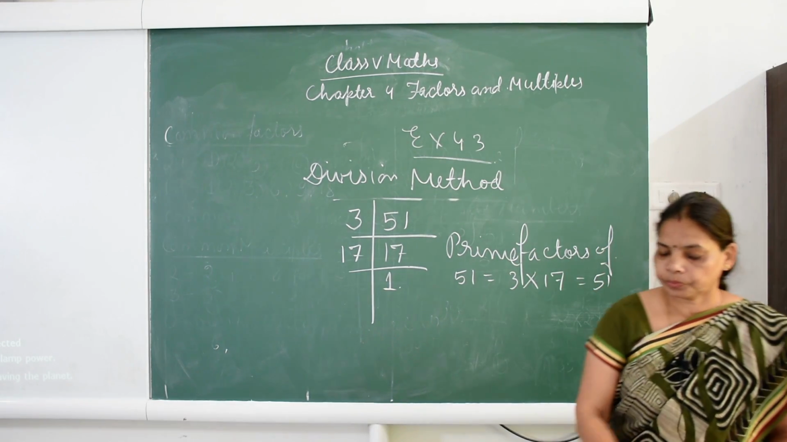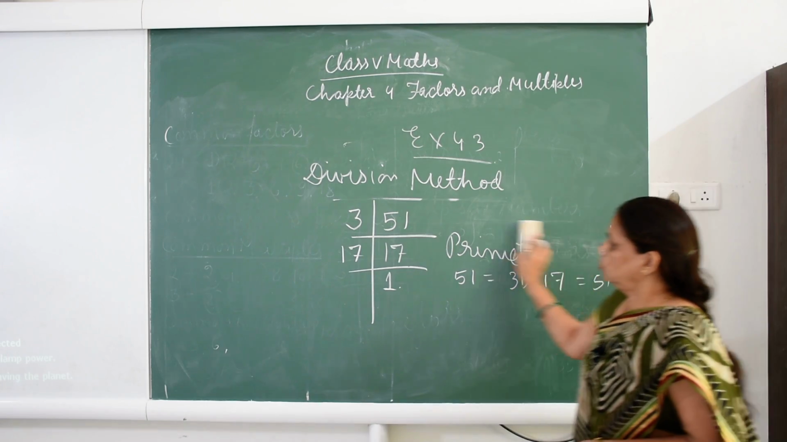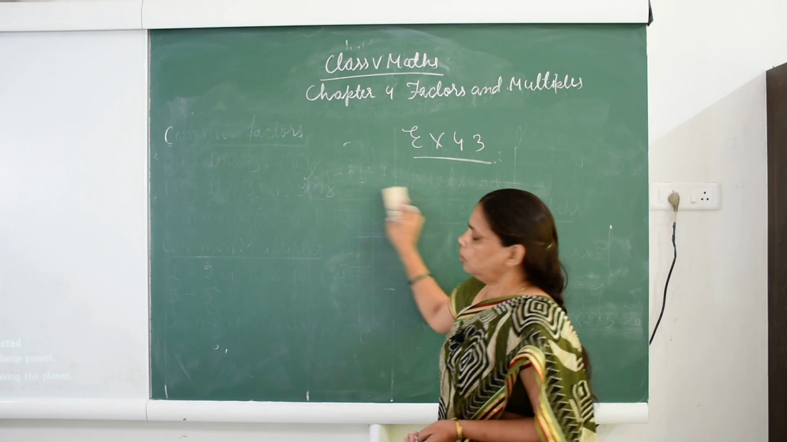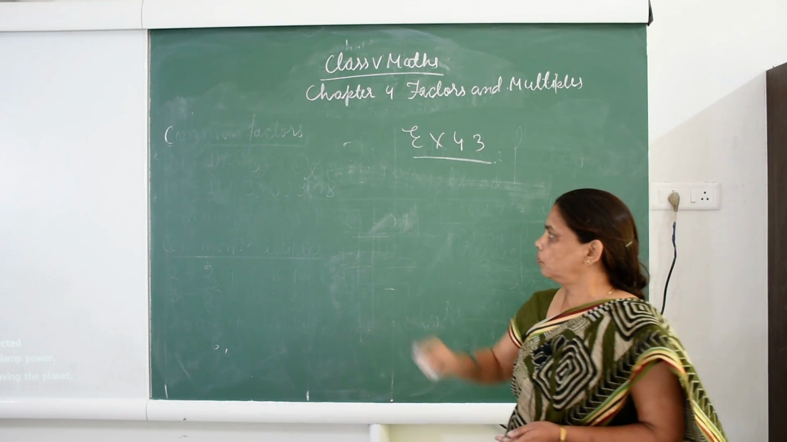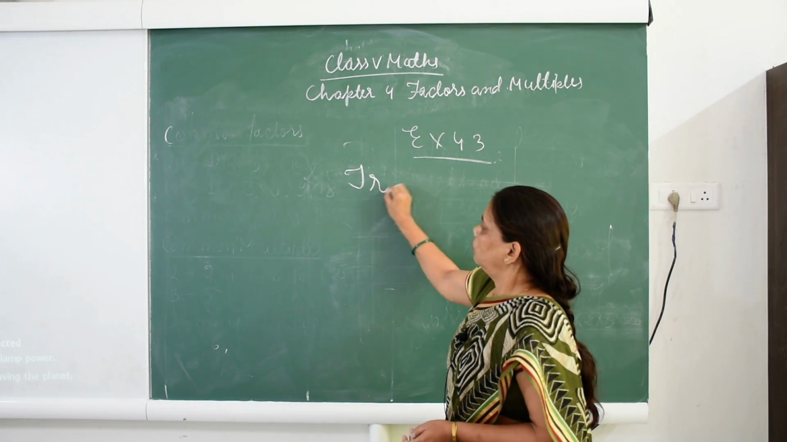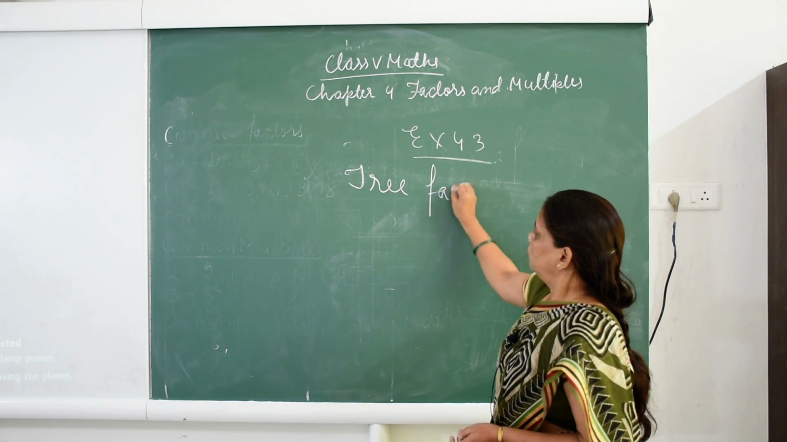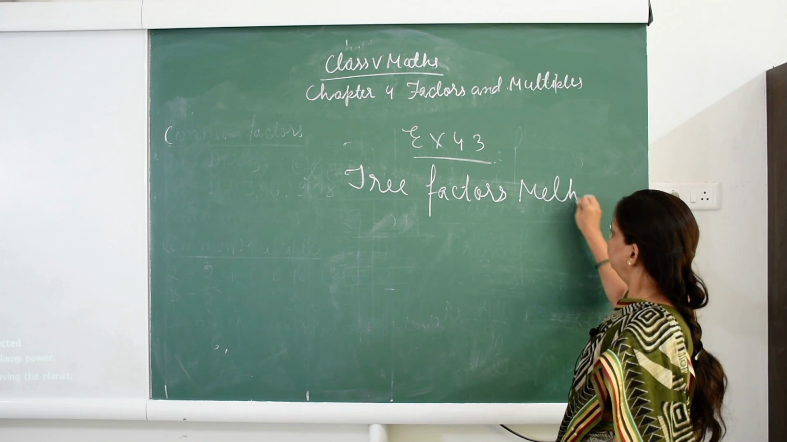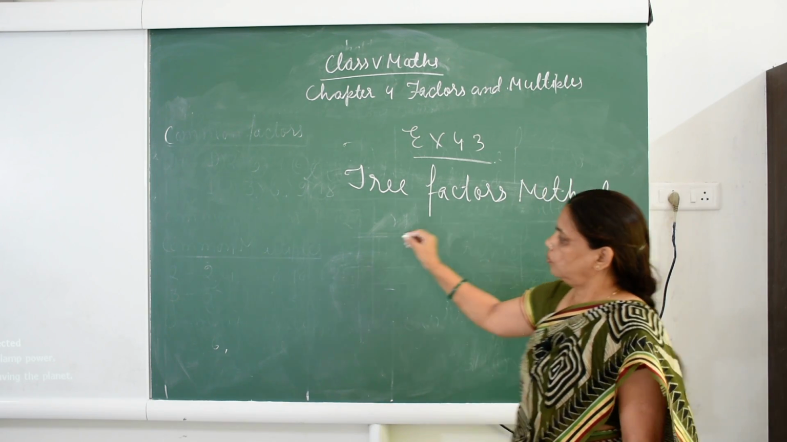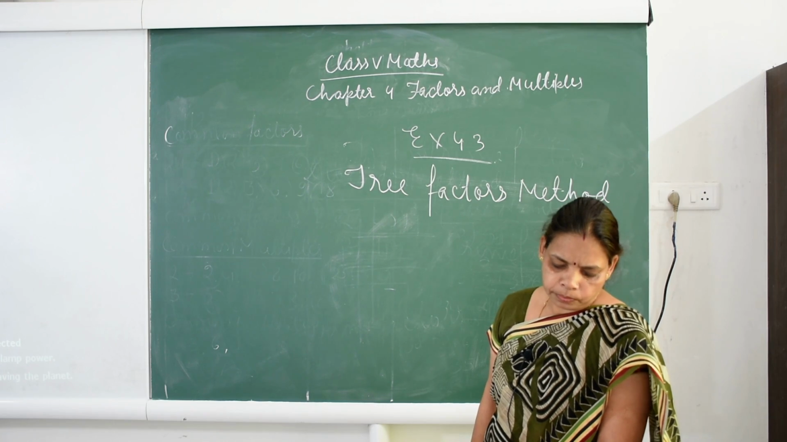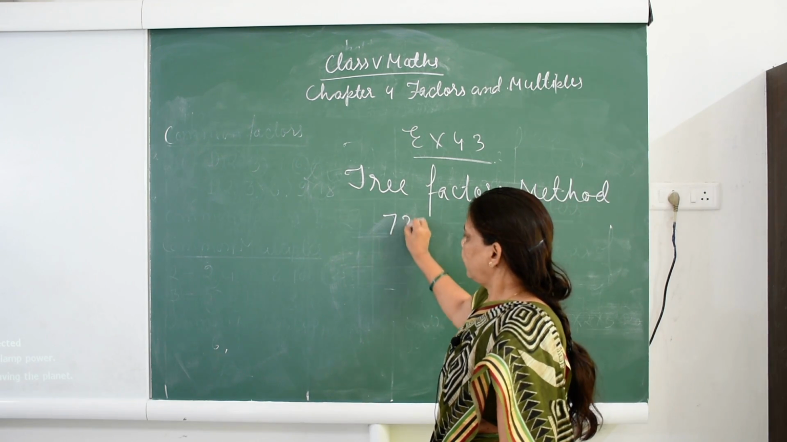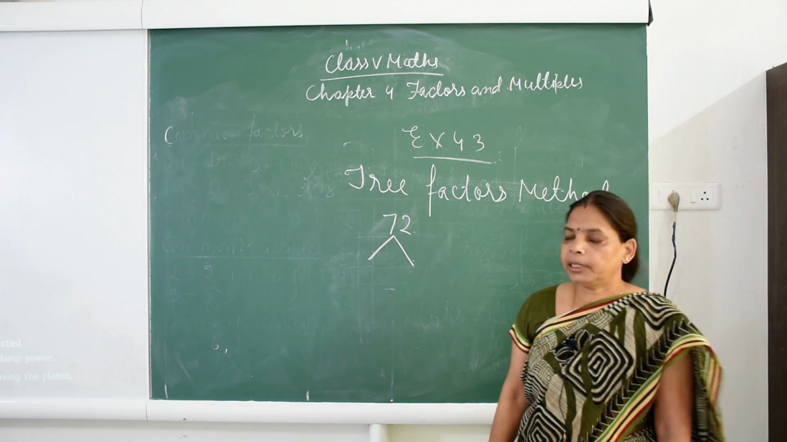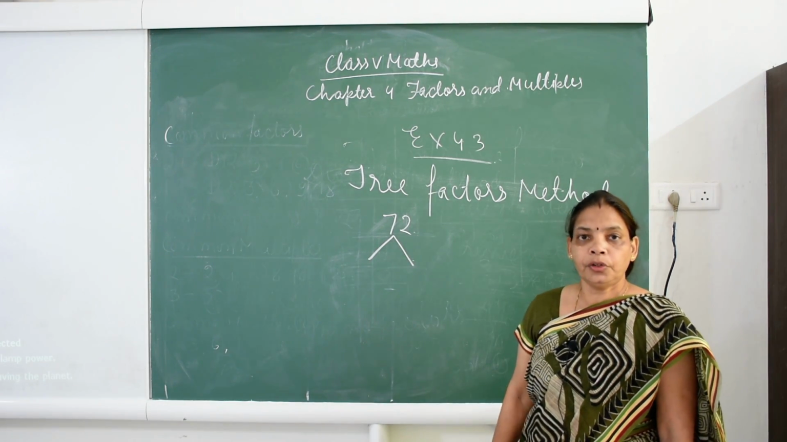So this is the division method. Now the tree factor method. How can one do it? Take the example 72. Tree factor method. This is divisible, we will take 2.